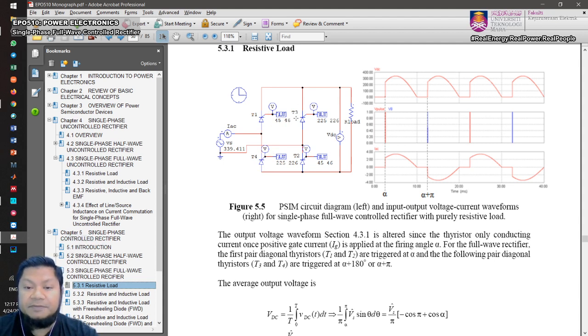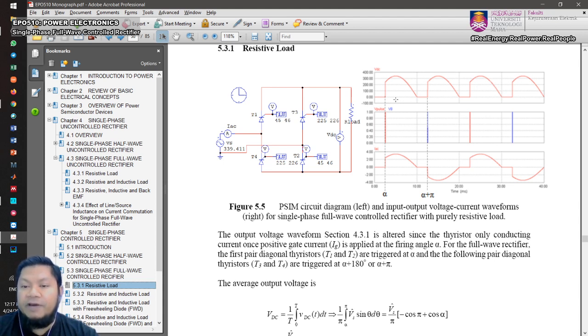experiencing a forward bias, and therefore we have alpha plus 180 degrees, isn't it? So once it reaches alpha plus pi, or 180 degrees, then T3 and T4 will be turned on, and therefore the output voltage now is the mirror image of the supply voltage, and that's why you have this sort of waveform for the output voltage.